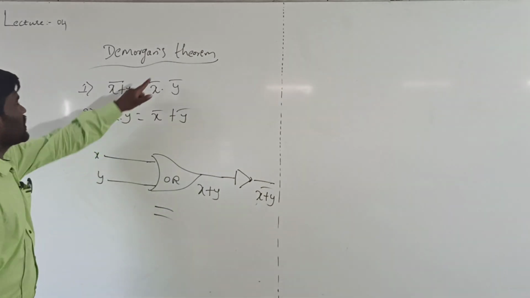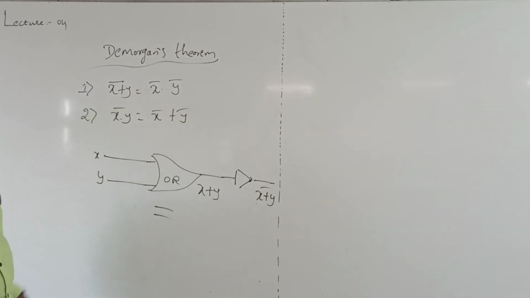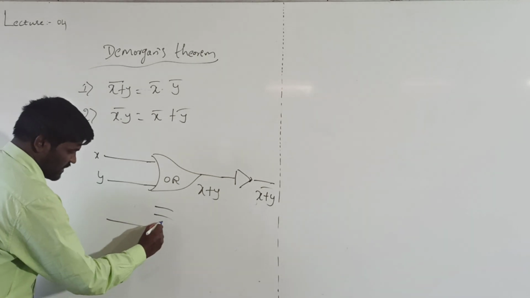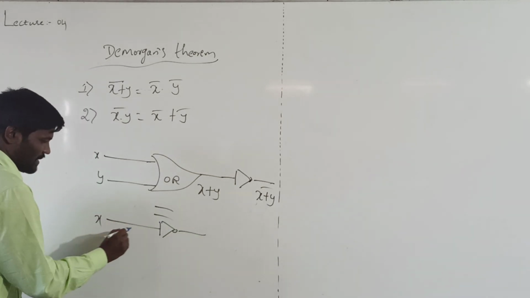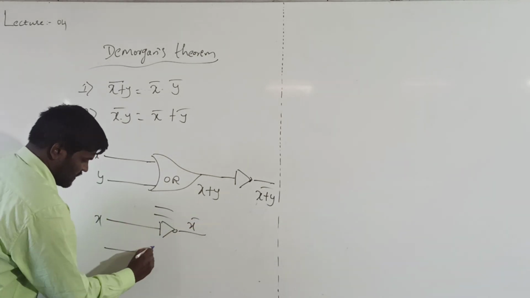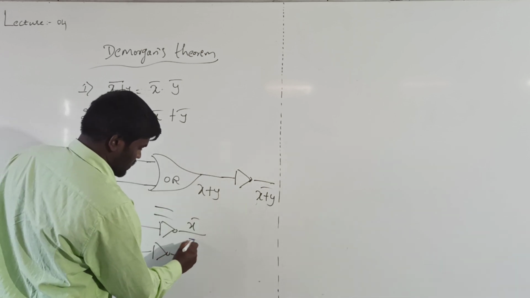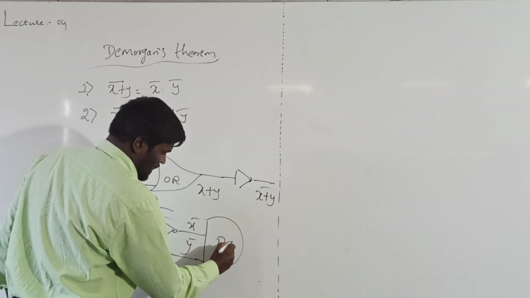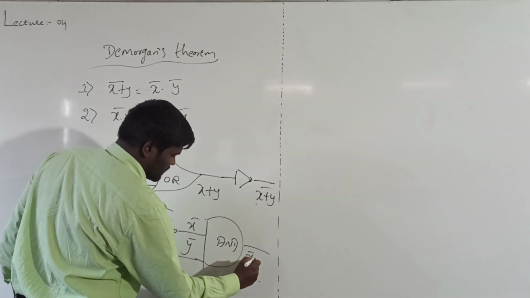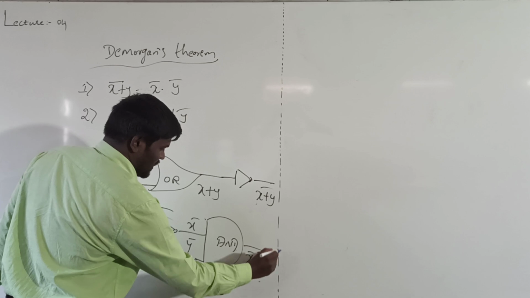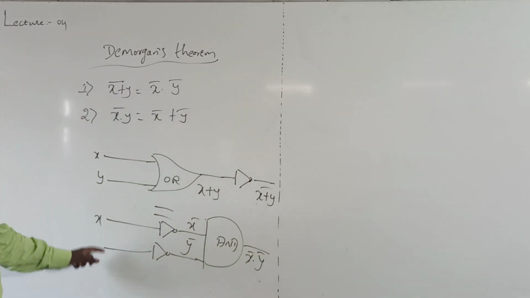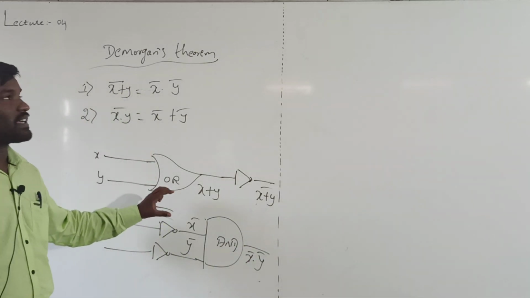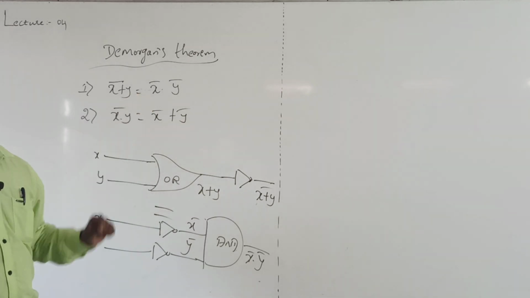It is equal to x bar into y bar. It means the first input is x bar, you can apply an inverter, and in the same way y bar. And then I can apply an AND gate. It becomes x bar into y bar. So this is the circuit diagram for De Morgan's first theorem.